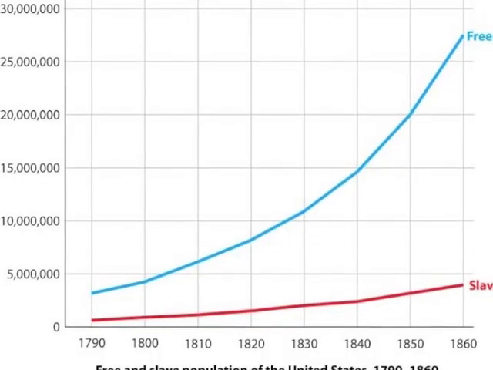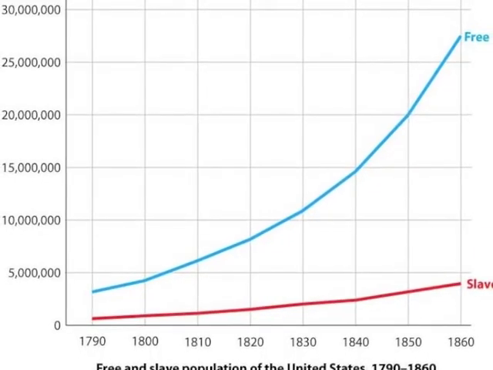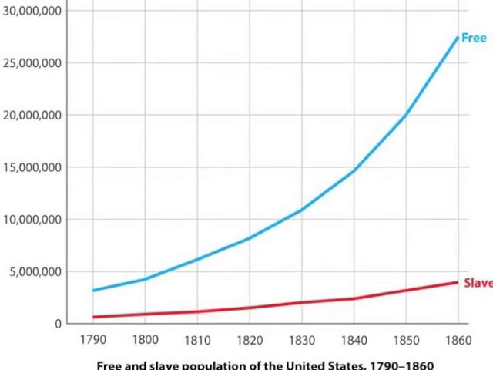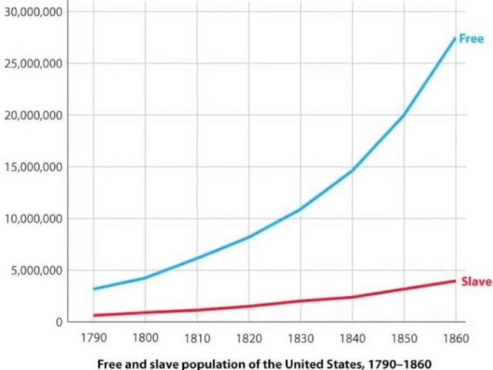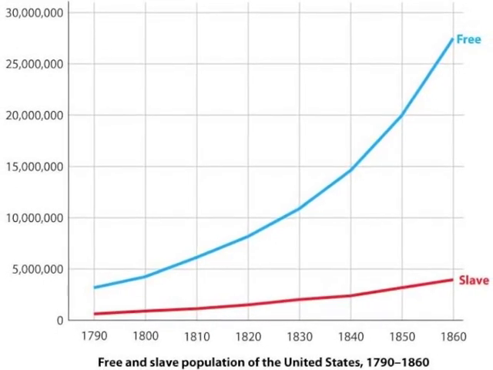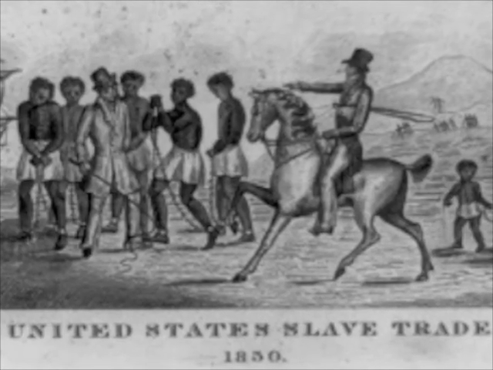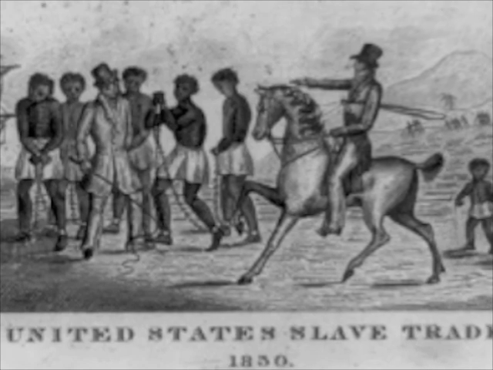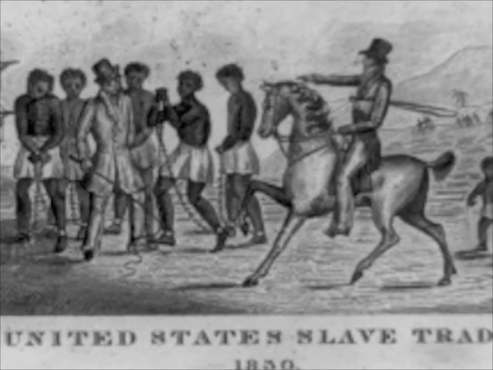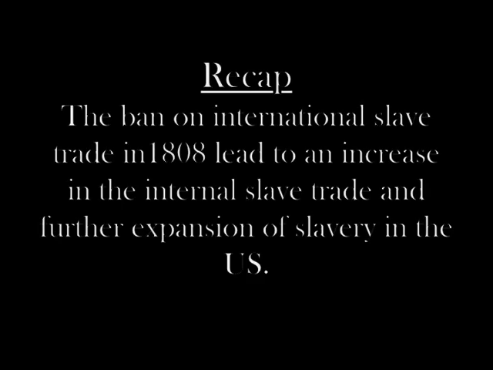In fact, every decade after 1820, 150 slaves were uprooted per annum, and the number climbed to 500,000 slaves uprooted per year by 1850. The internal slave trade was one of the most lucrative businesses of the time. The ban on international slave trade in 1808 led to an increase in the internal slave trade and further expansion of slavery in the United States.